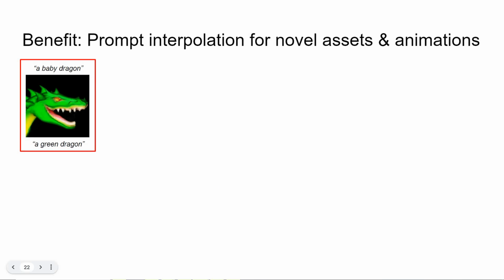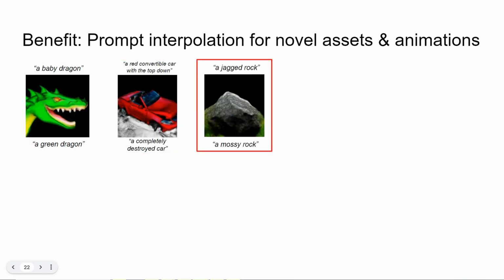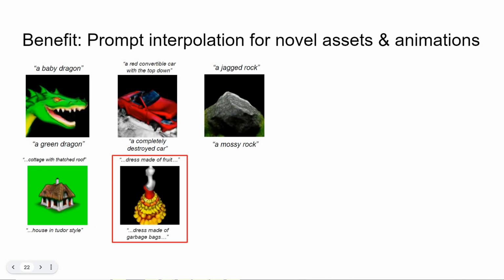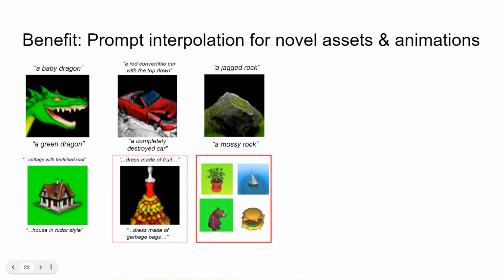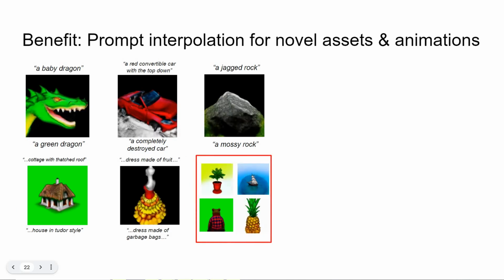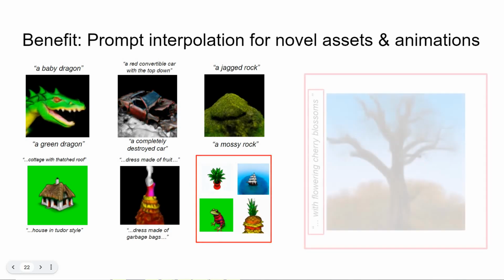Here, we show results by amortizing over the loss weights for sets of prompts. We can have creatures aging, like from a baby dragon to an adult dragon, or objects degrading, like a red convertible to a completely destroyed car, or novel terrain, like transitioning from a mossy rock to a jagged rock, or varied buildings, and different types of clothing, or more. Using interpolation, a user could quickly scrub through results, making their object more damaged or styled in arbitrary ways before proceeding to fine-tuning.